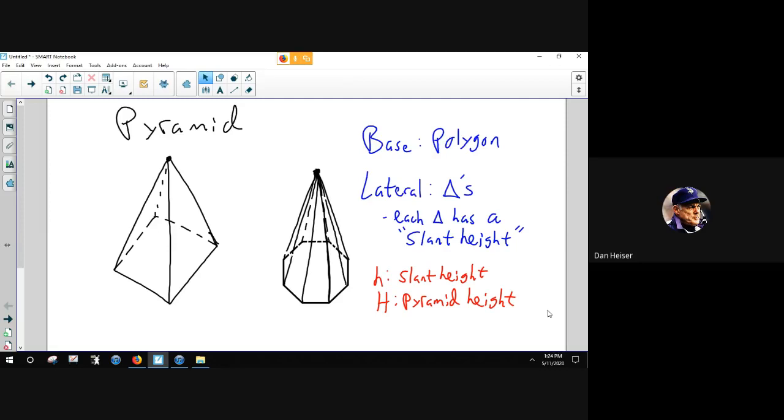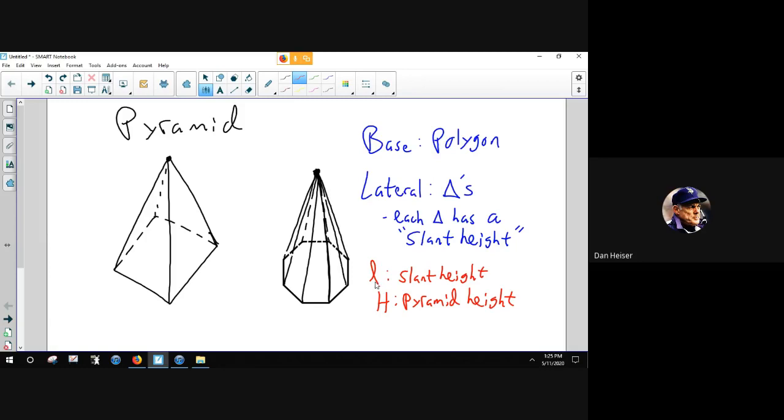We use little a, that's actually incorrect. Now that I see that, that should be the letter L. We use an L to represent slant height. Capital H is the height of the pyramid. And I will illustrate those on the next screen.